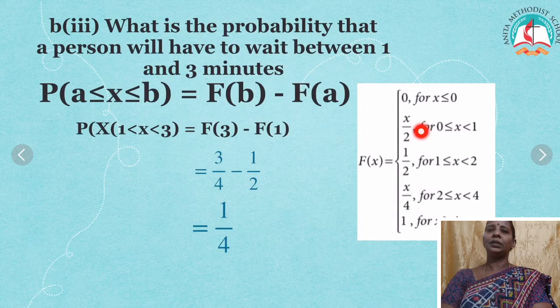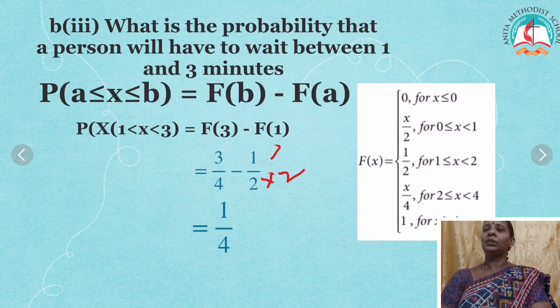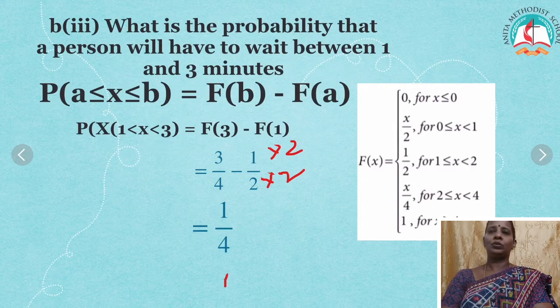Don't write this number, but anyway, even if you write it there also it will come as 1 by 2, but you have to take it from here. So 3 by 4, take the LCM. If you want to make the denominator 4, what will happen? Into 2 into 2. So 3 minus 2 will be 1 by 4. So this is the answer for this problem.